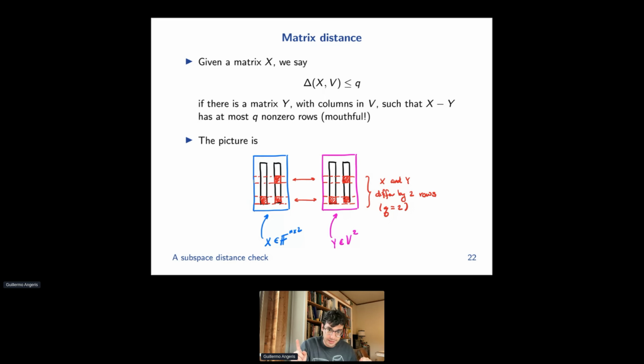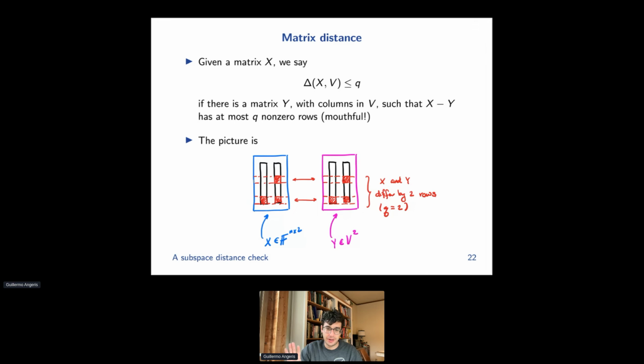It's just counted once. Any error on any entry of the row will count as one error, and even if that row has many places where the rows differ, that whole thing is just going to be counted as a single error. So in this case, even though we have 3 places where X and Y differ, they only differ by 2 rows. So Q here equals 2. Does anyone have any questions on that?